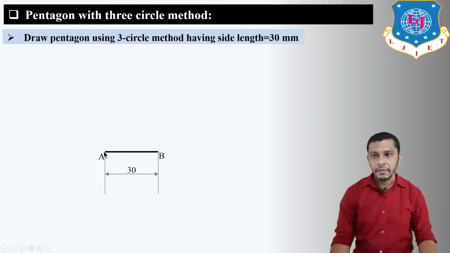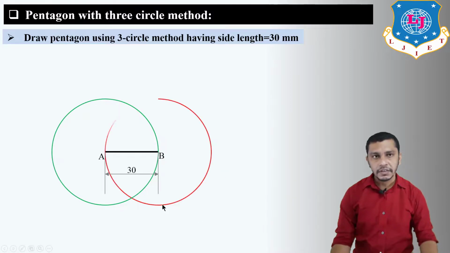After drawing this line, from A as the center, radius equal to A to B, draw one circle. Then from B as the center, radius equal to B to A, draw another circle. Mark this point and draw a line passing through this point. This line will be the perpendicular bisector of this line AB.